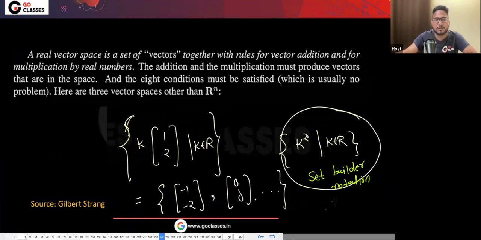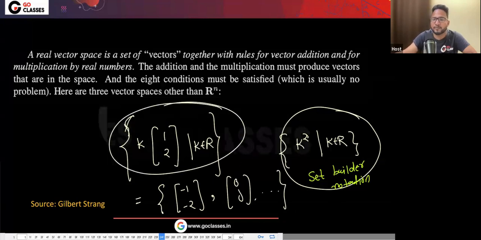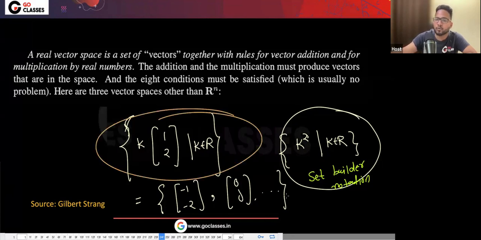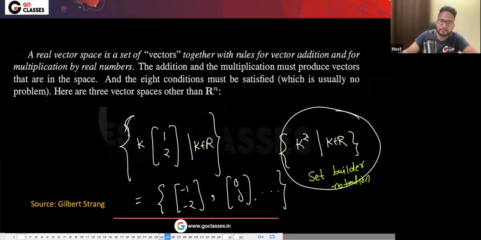Okay. Something like this. So basically there will be many vectors in this particular set, but I'm just representing it like this. Now let's come to this definition, what they are trying to say. A real vector space is a set of vectors. So it is a set of vectors basically. For example, R2 is a vector space.